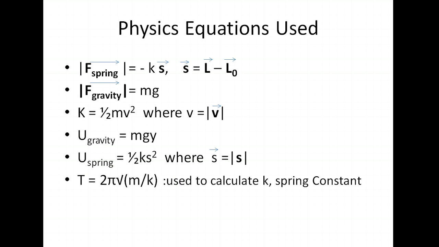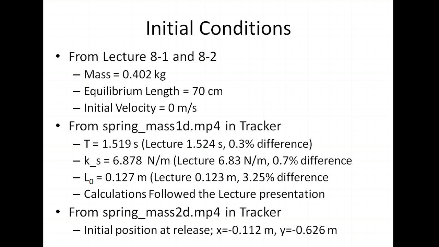The formulas used are shown here for the spring force, for gravity, and for kinetic energy and potential energy. Also the period for a vibrating spring, which is used to calculate the spring constant and the unstretched length of the spring. The initial conditions were given in lectures 8.1 and 8.2 and from the analysis of the spring mass 1D video in Tracker. I got slightly different values than those found in the lecture, less than 1% except for L0, and I followed the calculation procedures outlined in the lecture.